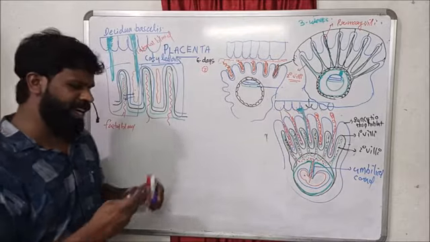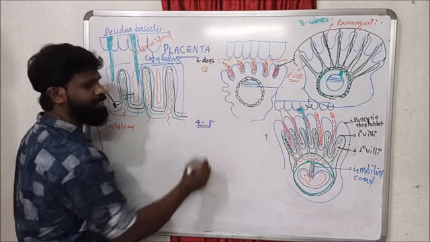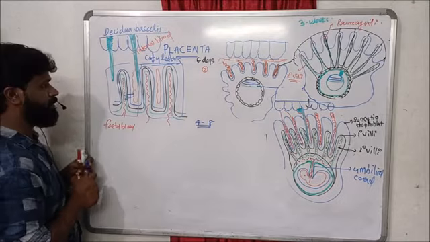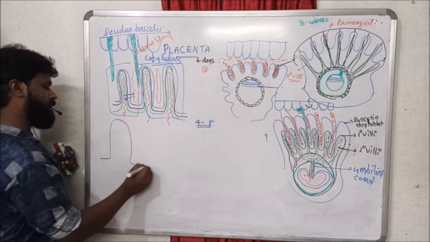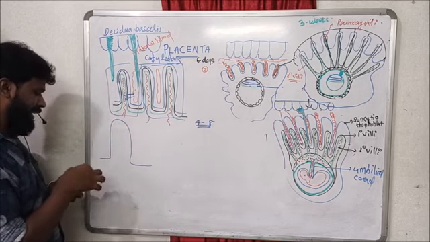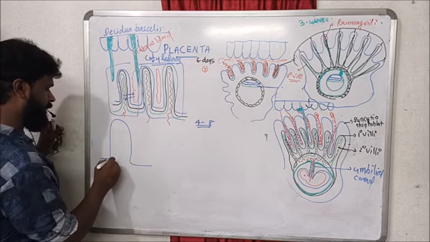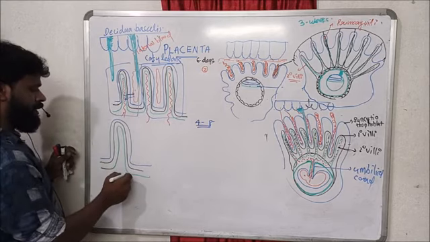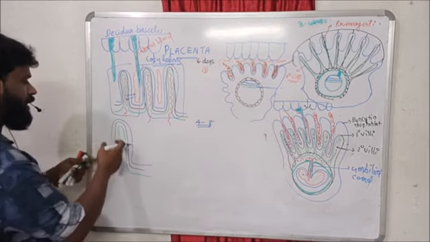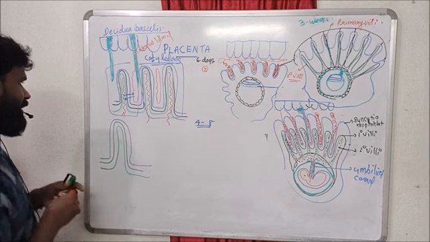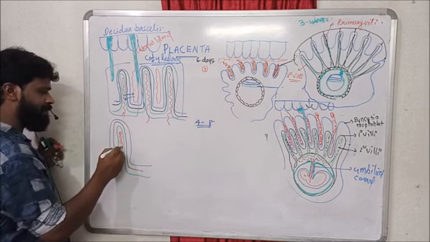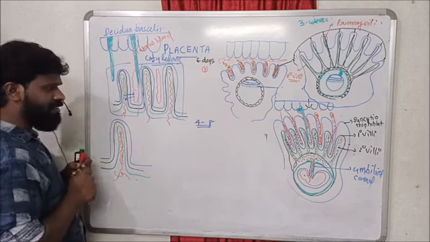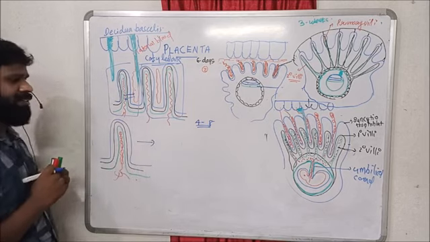Then from week 4 to 8, a number of changes occur in the villi. This is the syncytial trophoblast, containing the primary villi formed from the cytotrophoblast. The villi formed from the extraembryonic mesoderm are called secondary villi, and these secondary villi contain blood vessels with fetal blood. From week 4 to 8, drastic changes occur in these villi.